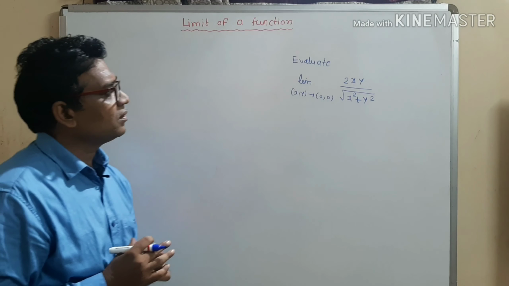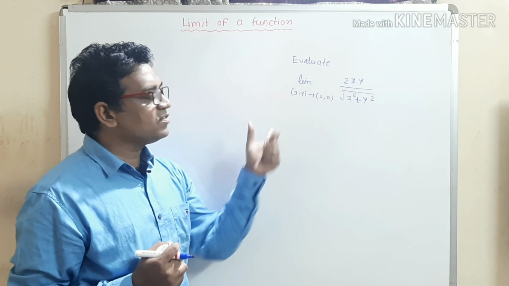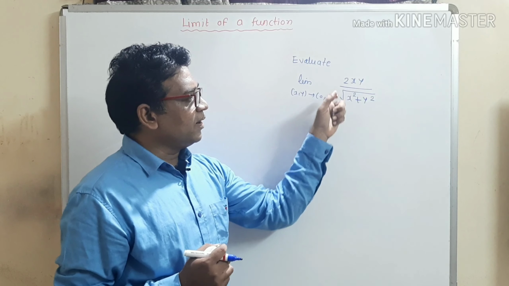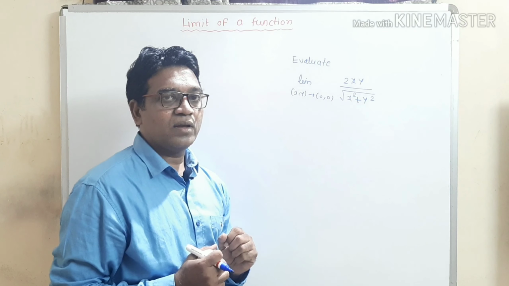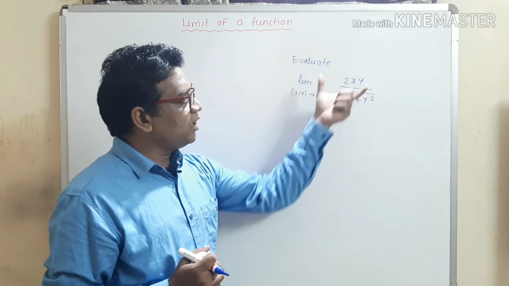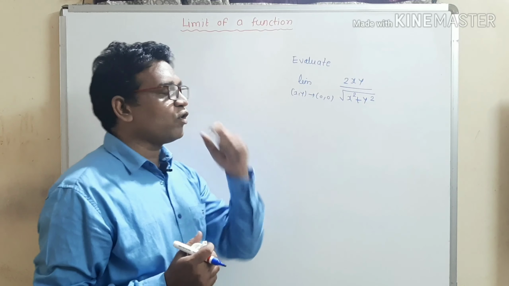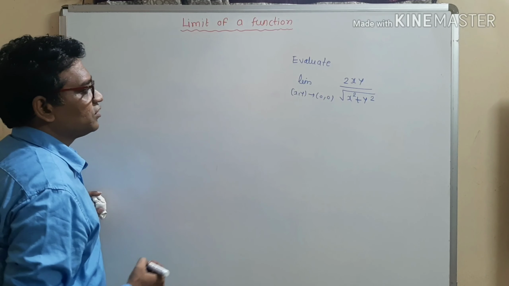What is the example? We want to find out limit of the given function, and what is the given function? It is given as 2xy divided by under root x square plus y square. Now we want to find out limit of this function. Now actually, what is limit of function? So this is the definition.